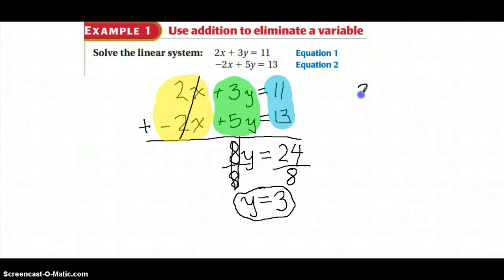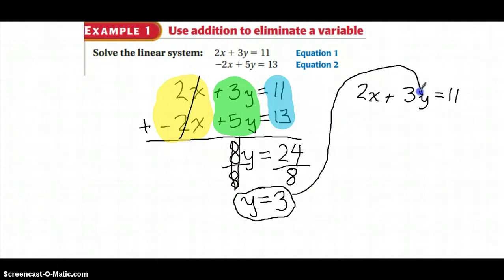So if I have this 2x plus 3y equals 11, and I know what y equals, I can simply substitute it in. Okay, so if I do that, I now have 2x plus 3 times the quantity of 3. Remember, things inside parentheses we can call quantity. You can also just say parentheses. Alright, so we've got 2x plus 3 times 3 equals 11.